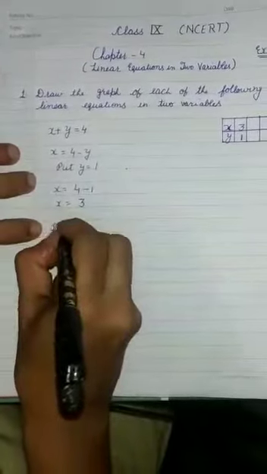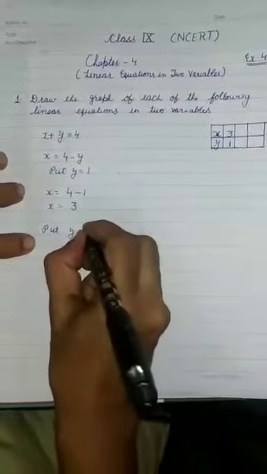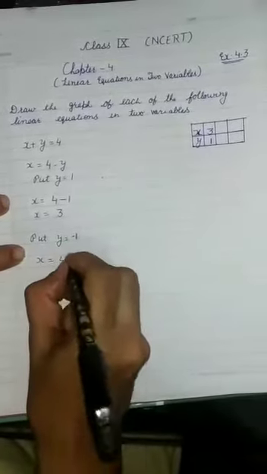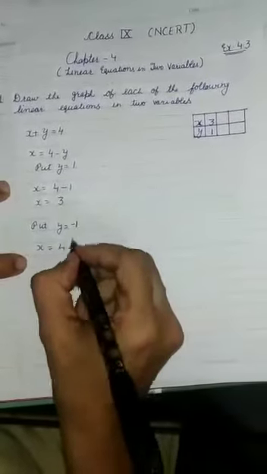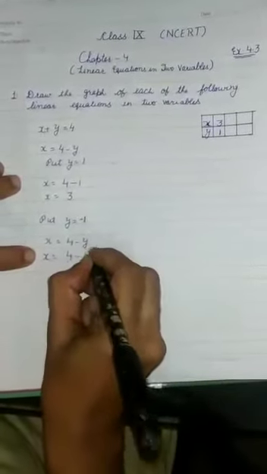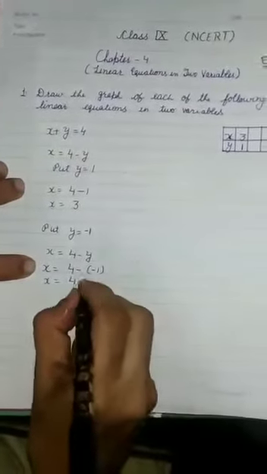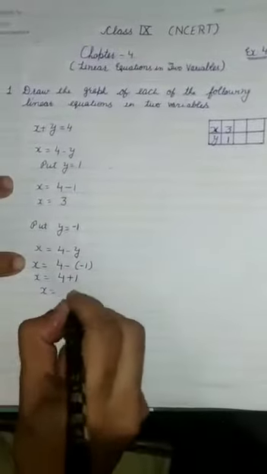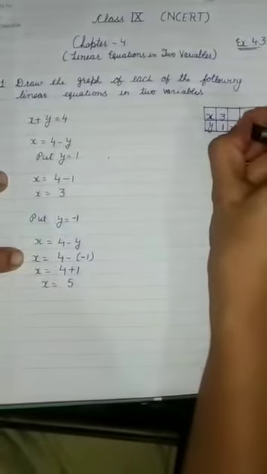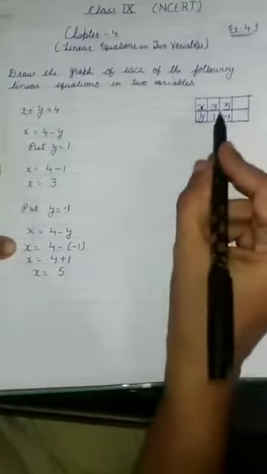Now put y is equal to minus 1. x is equal to 4 minus y is my equation. I will put this value in this equation: x is equal to 4 minus (minus 1), which is 4 plus 1. So x is equal to 5. Now for y is equal to minus 1, the value of x is 5. So this is another solution.